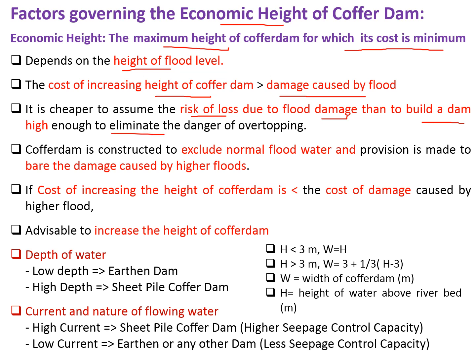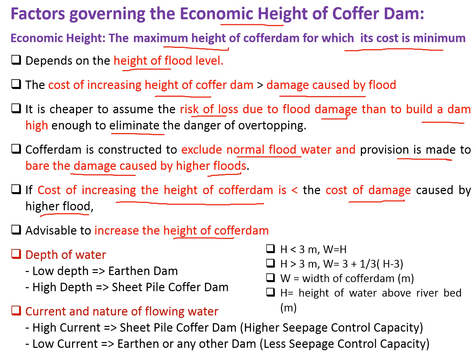But if cofferdam is constructed to exclude the normal flood water and provision is to be made to bear the damage caused by the higher flood level, because otherwise it will be very costly. But if in case the cost of increasing the height of cofferdam is less than the cost of the damage caused by the higher flood, अगर flood बहुत ज़्यादा आ रहा है और आपका cost तो कम ही है, so in that case you can increase the height of cofferdam.